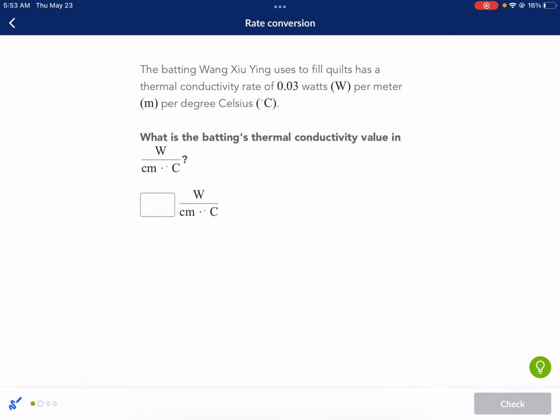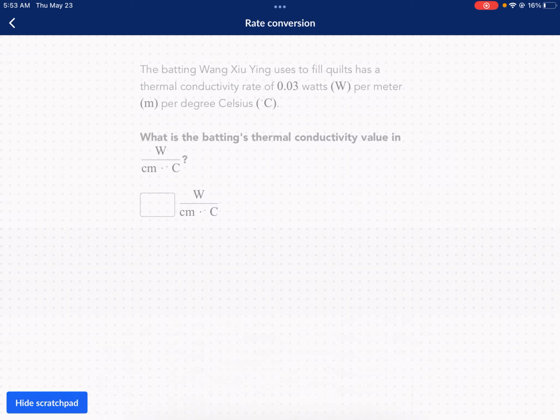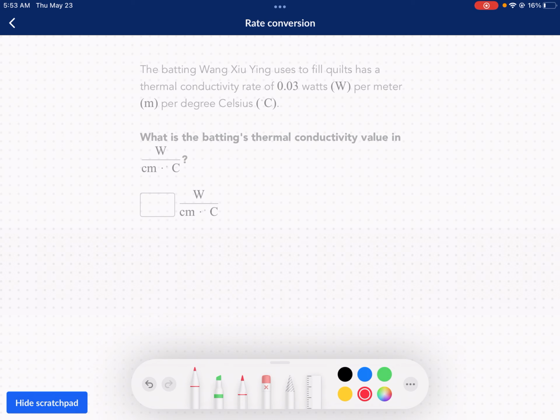All right, here we go. The batting Zi Ying uses to fill quilts has a thermal conductivity rate of 0.03 watts per meter per degree Celsius. What is the batting's thermal conductivity value in watts over centimeters times Celsius? Okay, a lot going on here. So let's go ahead and write down what we know. 0.03 watts per 1 meter times Celsius.